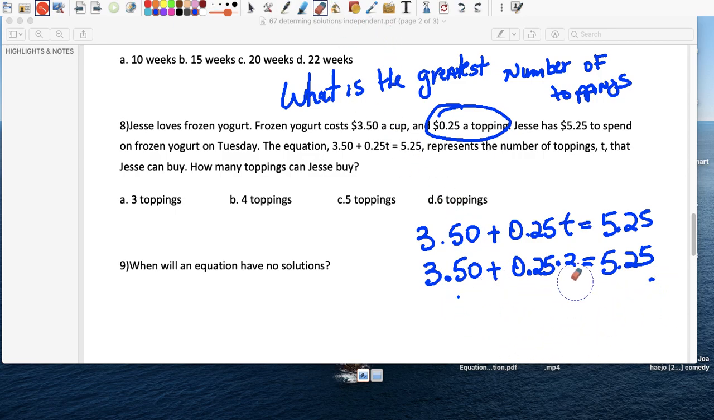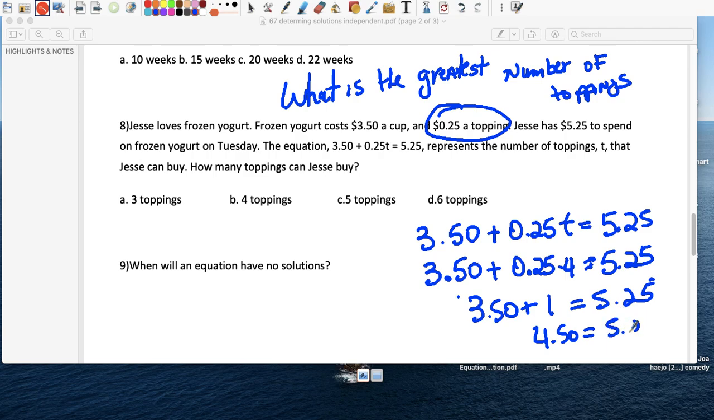Let's try four toppings. She gets four toppings. It's $3.50. 25 cents times four is $1. So $3.50 plus $1 is $4.50, equals $5.25. So, can she have, puede coger ella four toppings? Yes. ¿Le va a sobrar dinero? Yes. Okay.